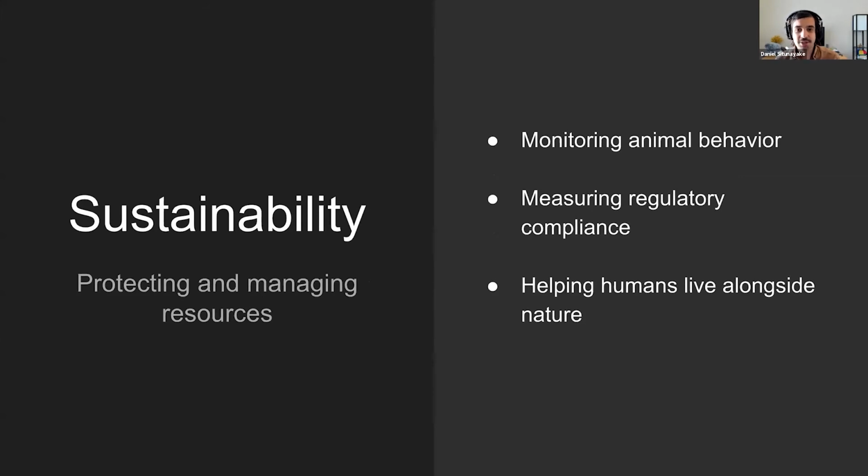And sustainability, which is something that we really care a lot about at Edge Impulse, and has actually been kind of an amazing thing for embedded ML. We've seen so many organizations who are starting to deploy this technology, doing everything from monitoring animal behavior through to measuring whether people who work with nature, so for example, fishermen, are complying with regulations. And generally things that help humans live alongside nature.